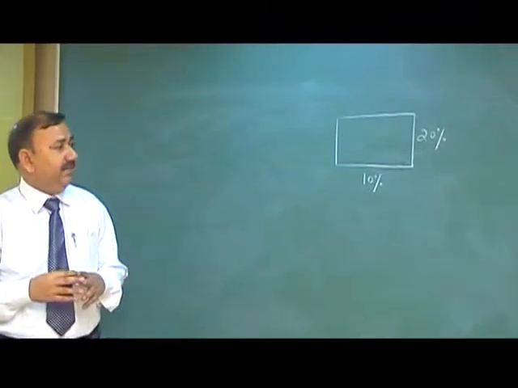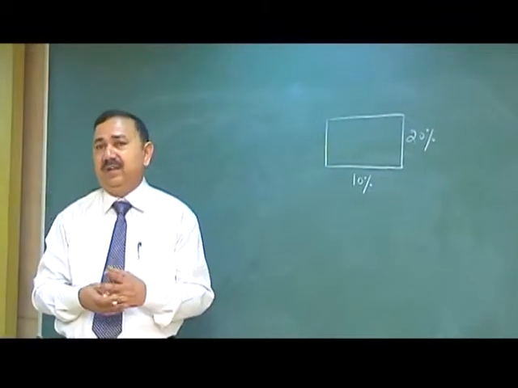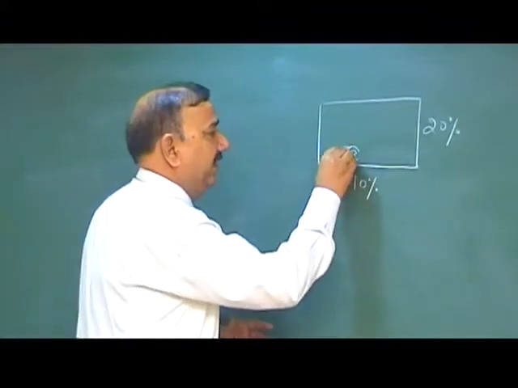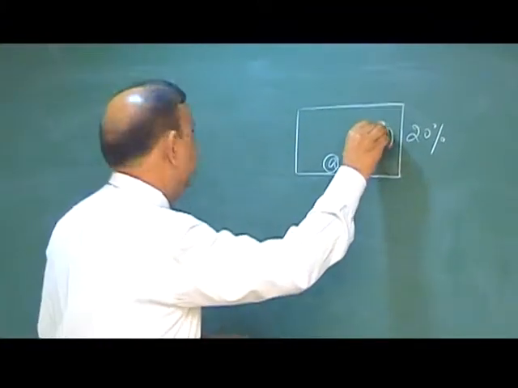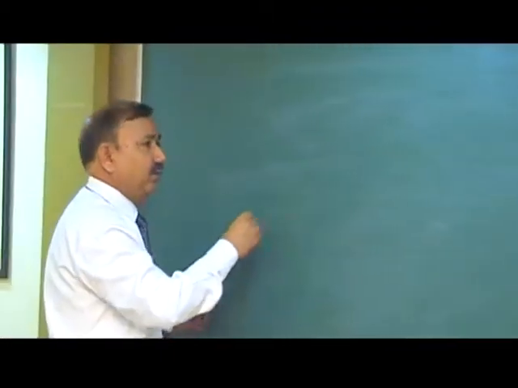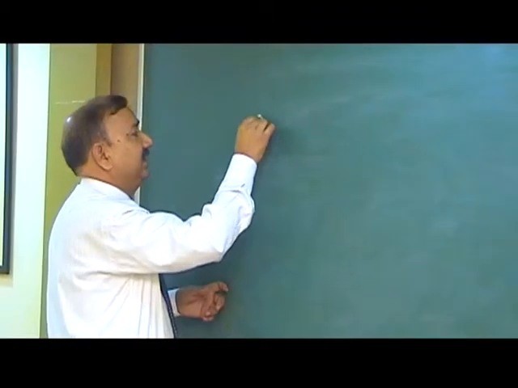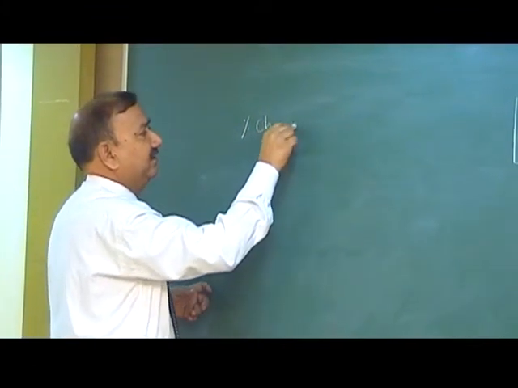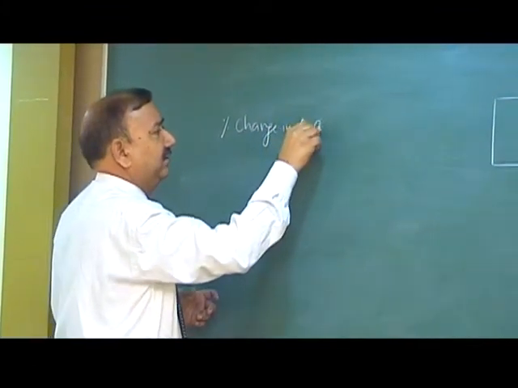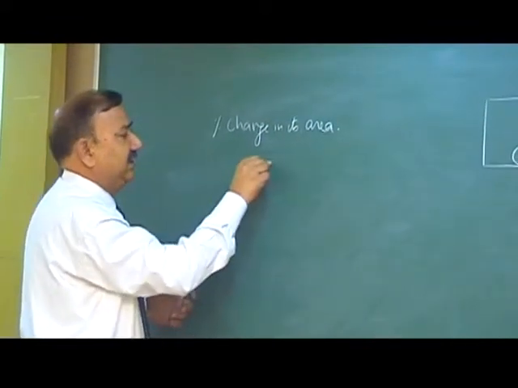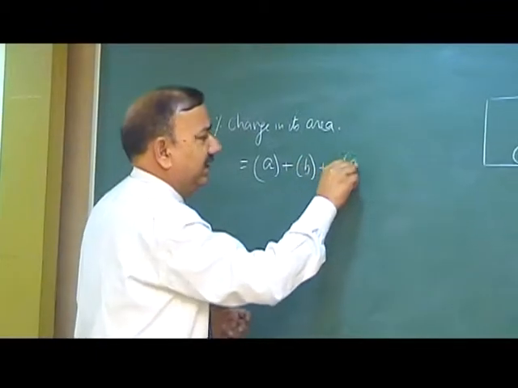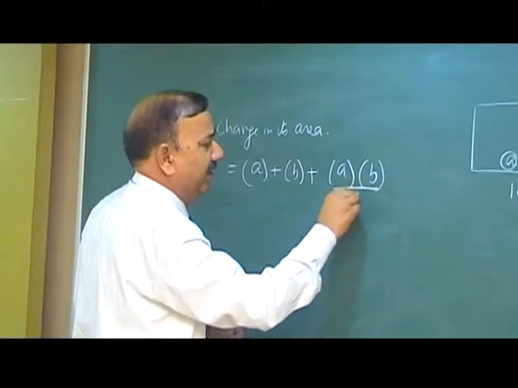So we have developed a very simple method to get the answer to this question. This is denoted by A and this is denoted by B. So within a second we can get the answer to this question. The percentage change in its area is A plus B plus A into B upon 100.